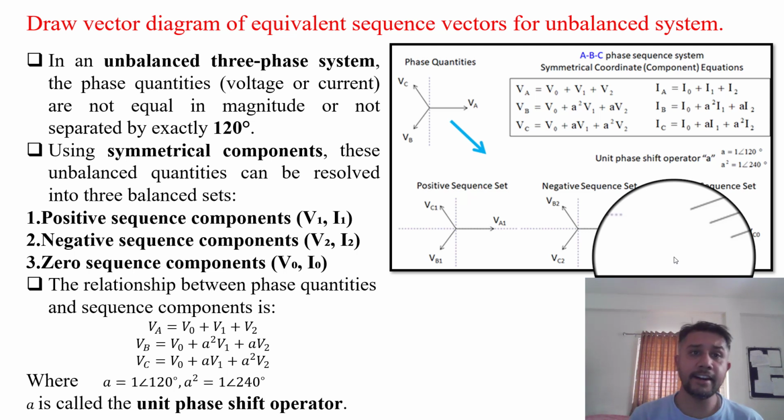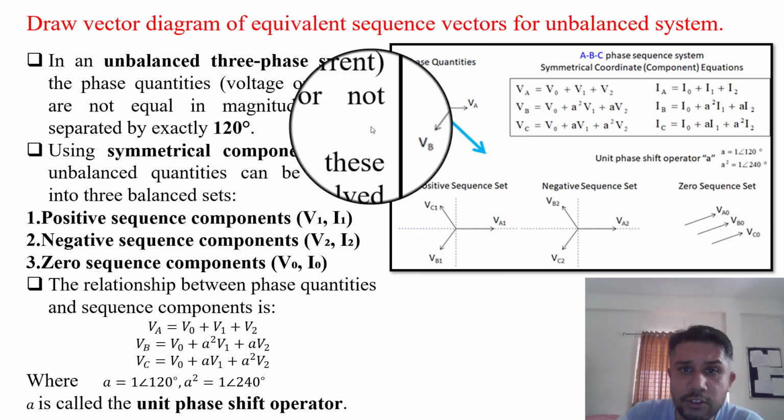Draw vector diagram for equivalent sequence vectors for unbalanced system. So actually in an unbalanced three-phase system, the phase quantities, that is either voltage or current, are not equal in magnitude or not separated by exactly 120 degrees apart. Using symmetrical components, these unbalanced quantities can be resolved into three balanced sets.